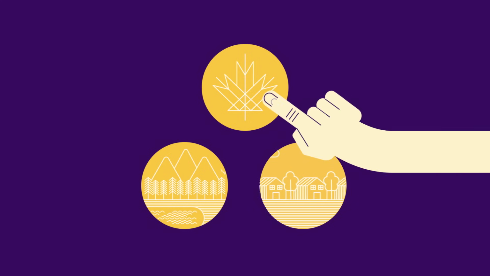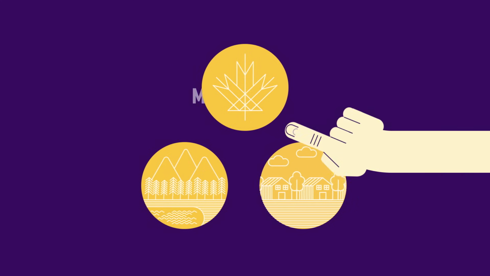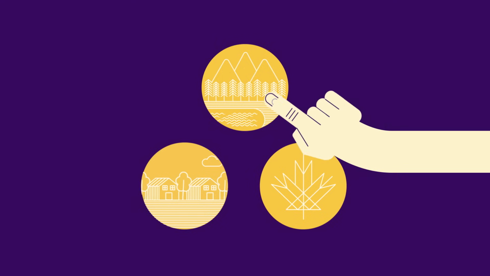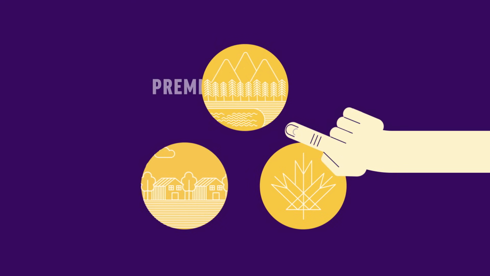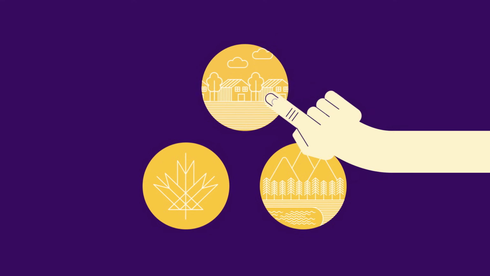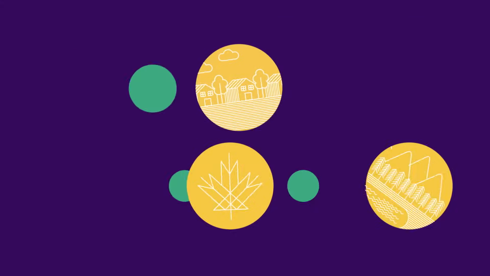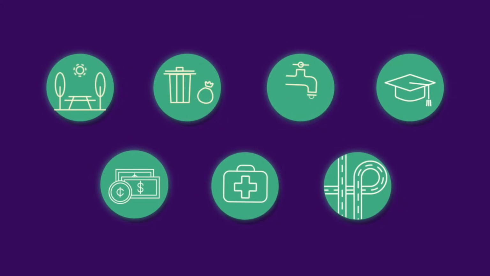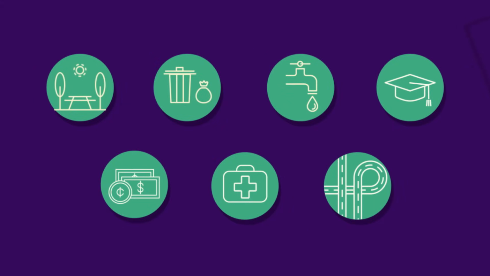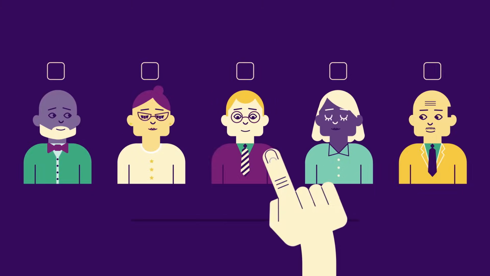Each level of government also has a leader. The head of the federal government is the Prime Minister. The leader of the provincial or territorial government is the Premier. And the leader at the municipal level is usually a mayor or a reeve. Every day, many parts of your life are impacted by the different levels of government. And each government is led by politicians that we elect.